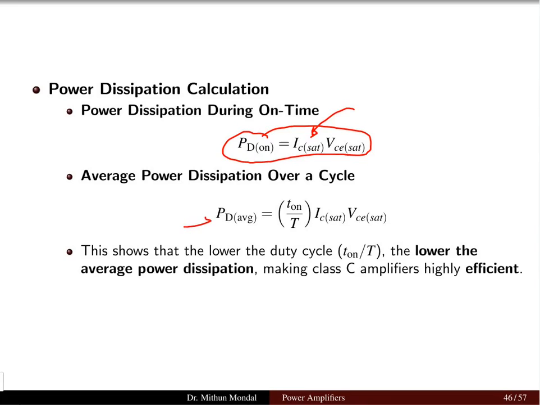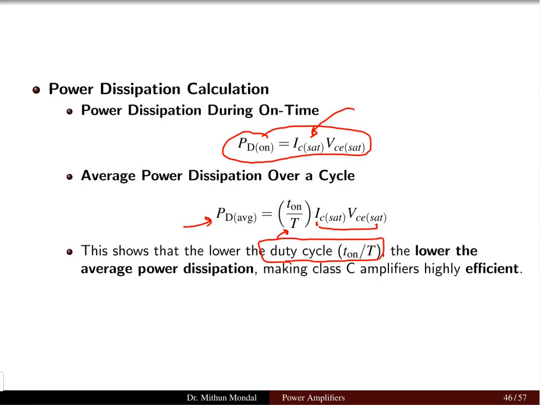And to calculate the average value, the power dissipation has to be multiplied with the duty cycle. The duty cycle is given by T on by T, because T is the total period and T on is the time for which the transistor is on.